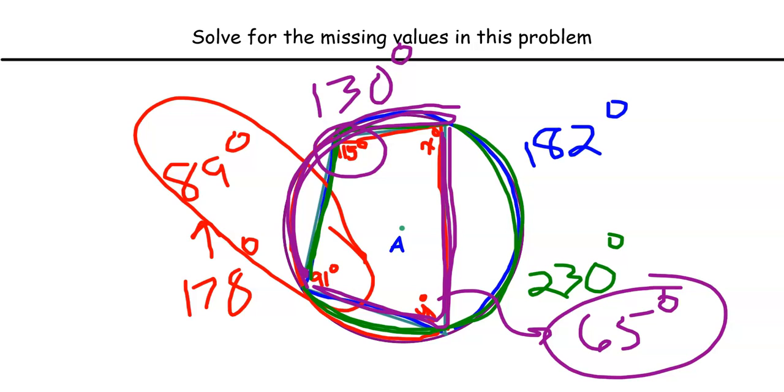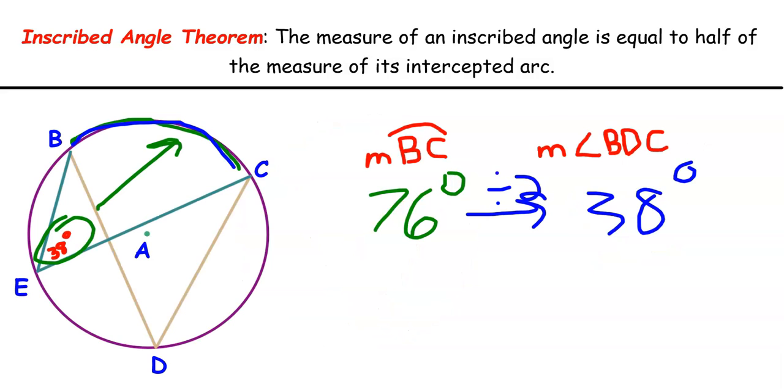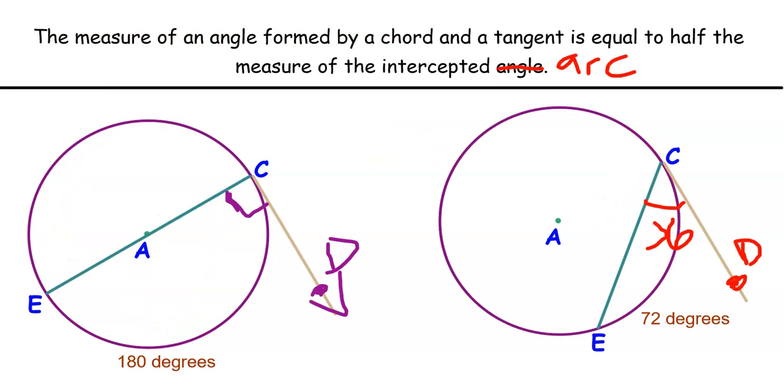So a few things that we saw in this video. One is the inscribed angle theorem: the measure of an inscribed angle is equal to half the measure of its intercepted arc. We saw that 2 inscribed angles that intercept the same arc are congruent, and we also saw a few things related to angles that are created by chords and tangents that follow the same rules as inscribed angles.